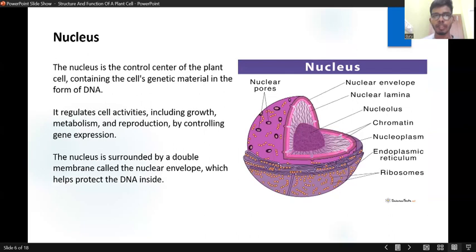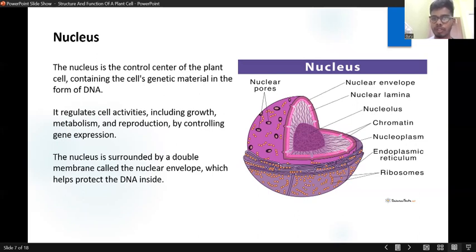That is the cytoplasm. Next, we move on to the nucleus, a very important component of the plant cell. The nucleus is the control center of the plant cell and contains the cell's genetic material in the form of DNA, that is deoxyribonucleic acid. It regulates cell activities including growth, metabolism, and reproduction by controlling gene expression. The nucleus is surrounded by a double membrane called the nuclear envelope, which helps to protect the DNA inside.